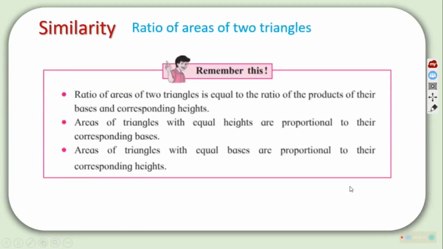Those examples were from the textbook, so you will go through the examples. One thing I always say is that we will learn the theorem first. The ratio of the areas of two triangles is equal to the ratio of the products of their base and corresponding height. For triangles with equal height, we compare the base. If they have equal base, we compare the height. Let this be established in your mind. The rest of the things are just simply common sense.